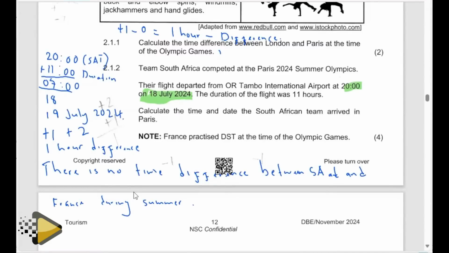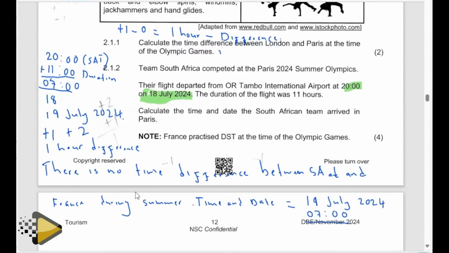The time of arrival and date is equal to 19 July, which is the following day, 2024. The date we have indicated is 19 July, and the time of arrival will be 7 in the morning. So 7:00.